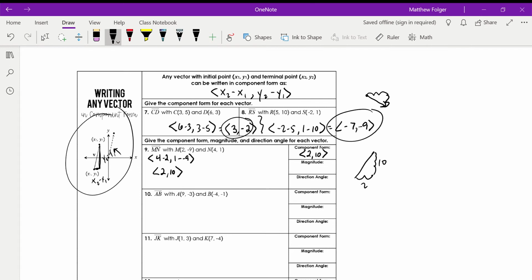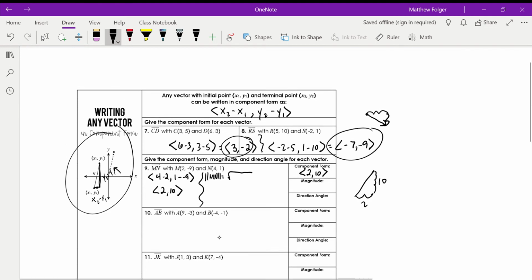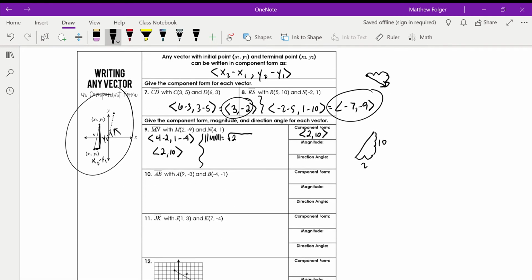Okay? To find the magnitude, remember, the magnitude of MN is just the square root of a squared plus b squared. It's the square root of 2 squared plus 10 squared, which is the square root of 104, which simplifies as, let me grab my handy dandy calculator over here. I believe it is 4 and 26, so it'll be 2 radical 26 for the magnitude.